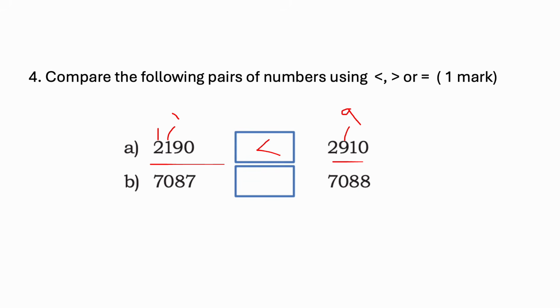The next one, 7087, 7088. Both numbers contain 4 digits. First digit is 7. The second number also first digit is 7. Then second digit in the first number is 0. Second digit in the second number is also 0. Then third digit 8. The second number also it is 8. So the last digit in 7087 is 7. Then in 7088, last digit is 8. So 7 is less than 8. So 7087 is less than 7088.